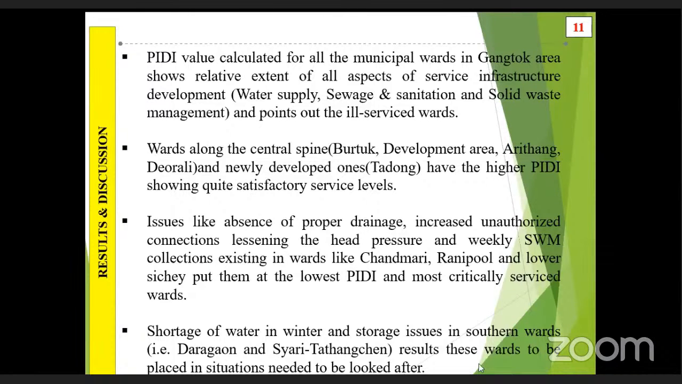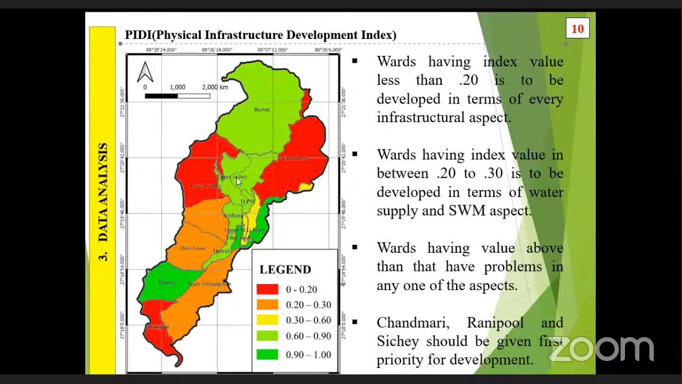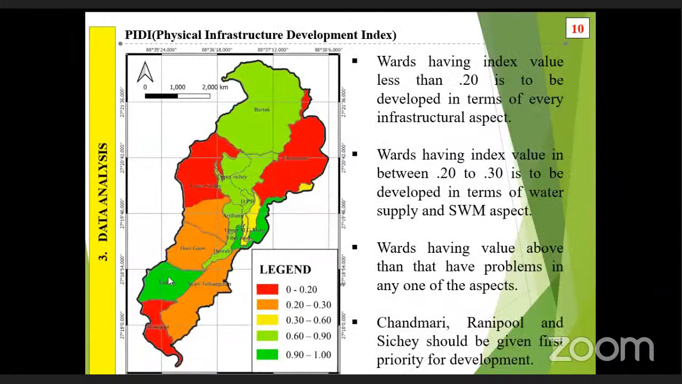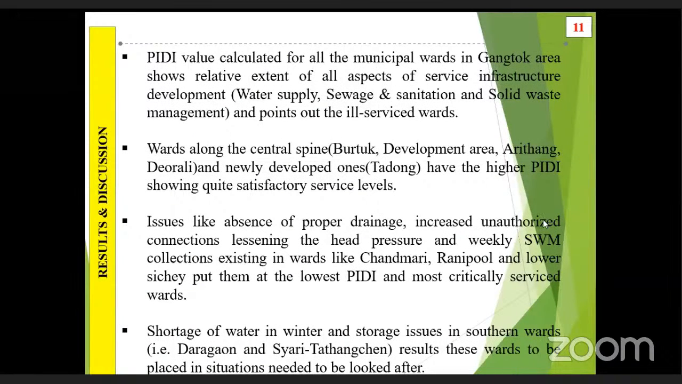We can see from the previous map that wards along the central spine, that is, Bhuttuk development area, Adithang Deurali, and some of the newly developed southern wards like Tadong, have a higher physical infrastructure development value, showing a quite satisfactory service level. Shortage of water in winter and storage issues are mainly frequent in southern wards like Daragao, Siari, and Tathangchen.